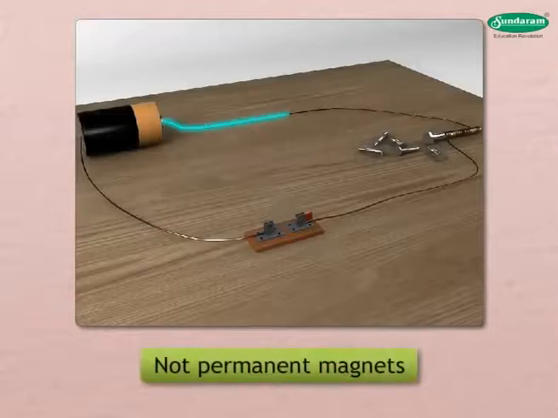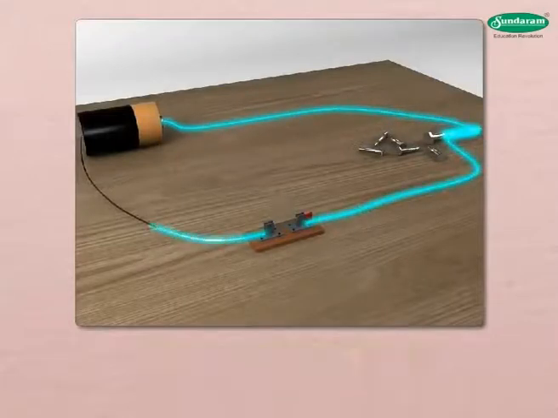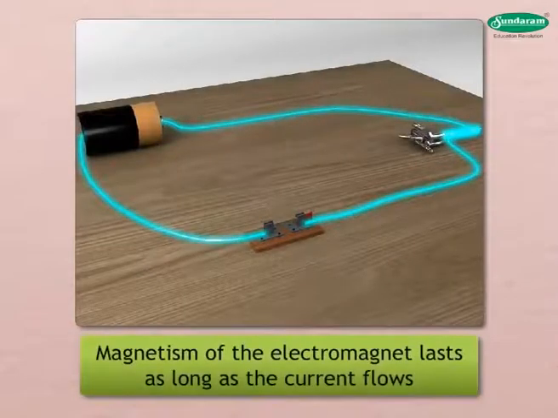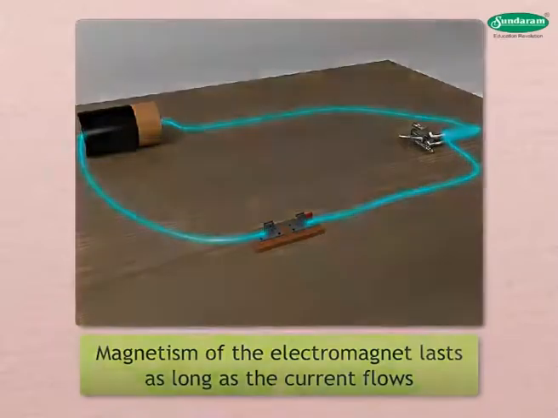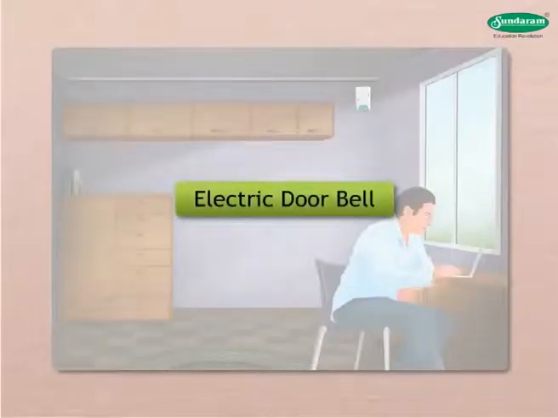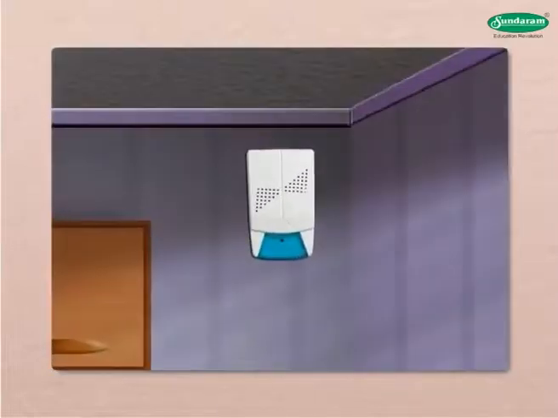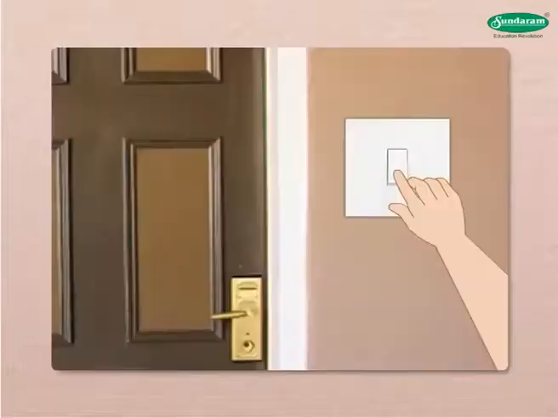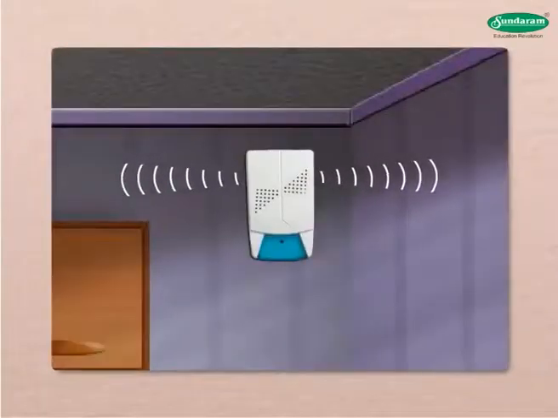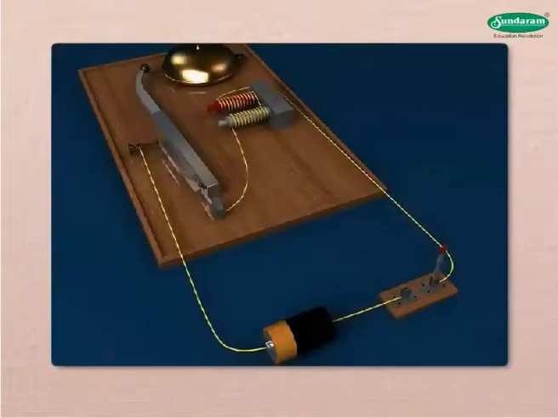Drawback: 1. However, these magnets are not permanent magnets because the magnetism of the electromagnet lasts only as long as the current flows. Electric doorbell. Okay, we now move on to the electric doorbell. We are all aware of what an electric doorbell is. We know that when we press the switch, a sound is produced. Let us now see the internal working of this bell. This bell works on the principle of the magnetic effect of electric current.